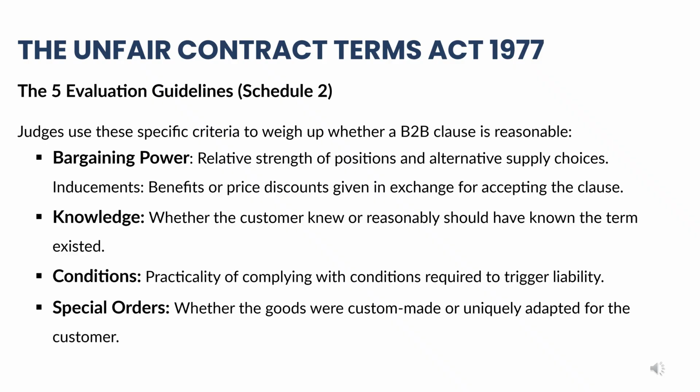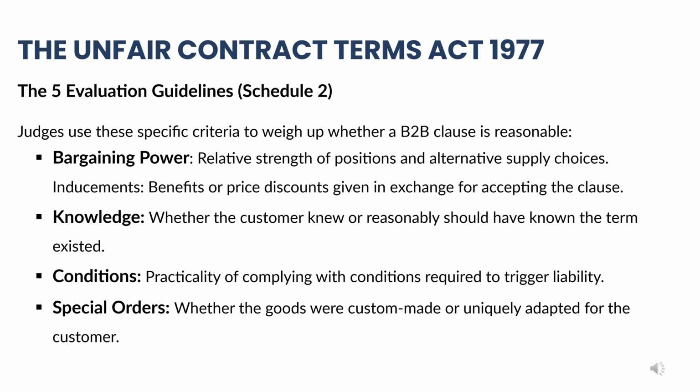The first and often most heavily debated factor in an essay is bargaining power. The court evaluates the relative strength of the parties' negotiating positions. If a monopoly supplier forces a take-it-or-leave-it clause onto a small business with no alternative supply choices, the clause is highly likely to be deemed unreasonable.